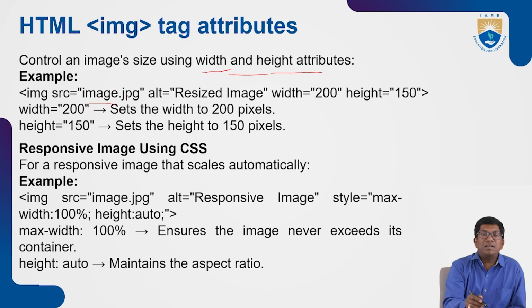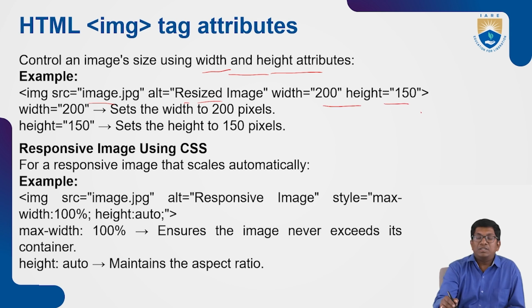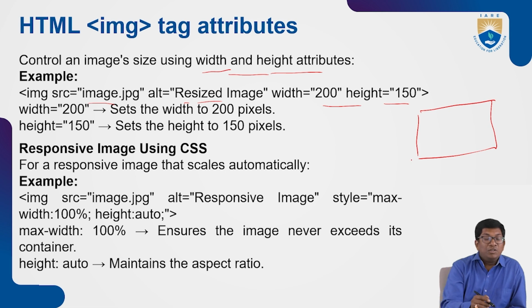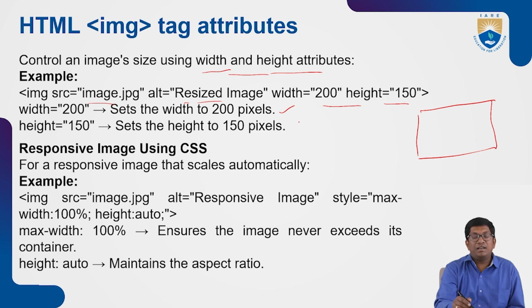Already we discussed the SRC attribute in the image tag. One more is the ALT attribute. And now we're discussing two more attributes, width and height of your image. So width is equal to 200 sets the width to 200 pixels. If you specify height is equal to 150, it sets the height to 150 pixels. So that is the use of two attributes in the IMG tag, width and height.